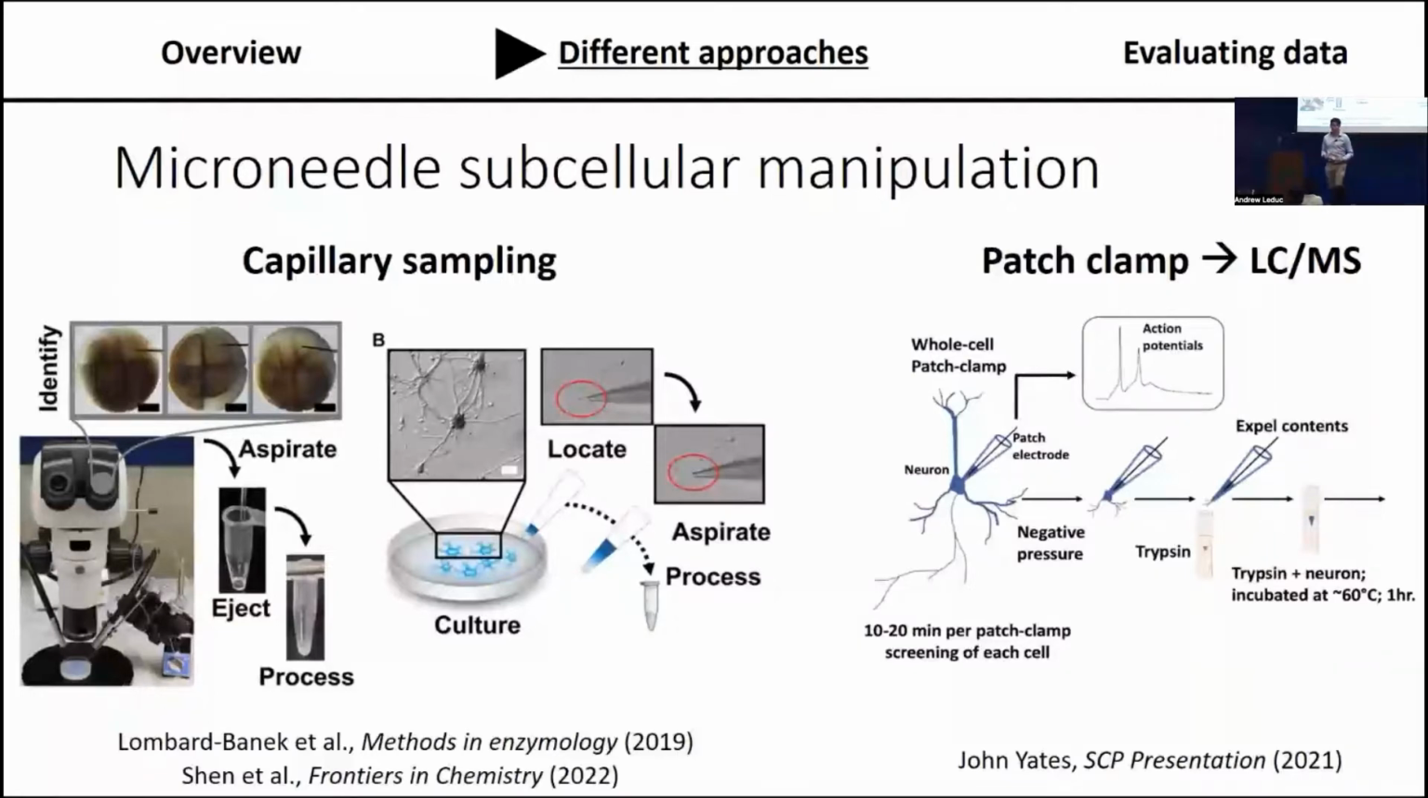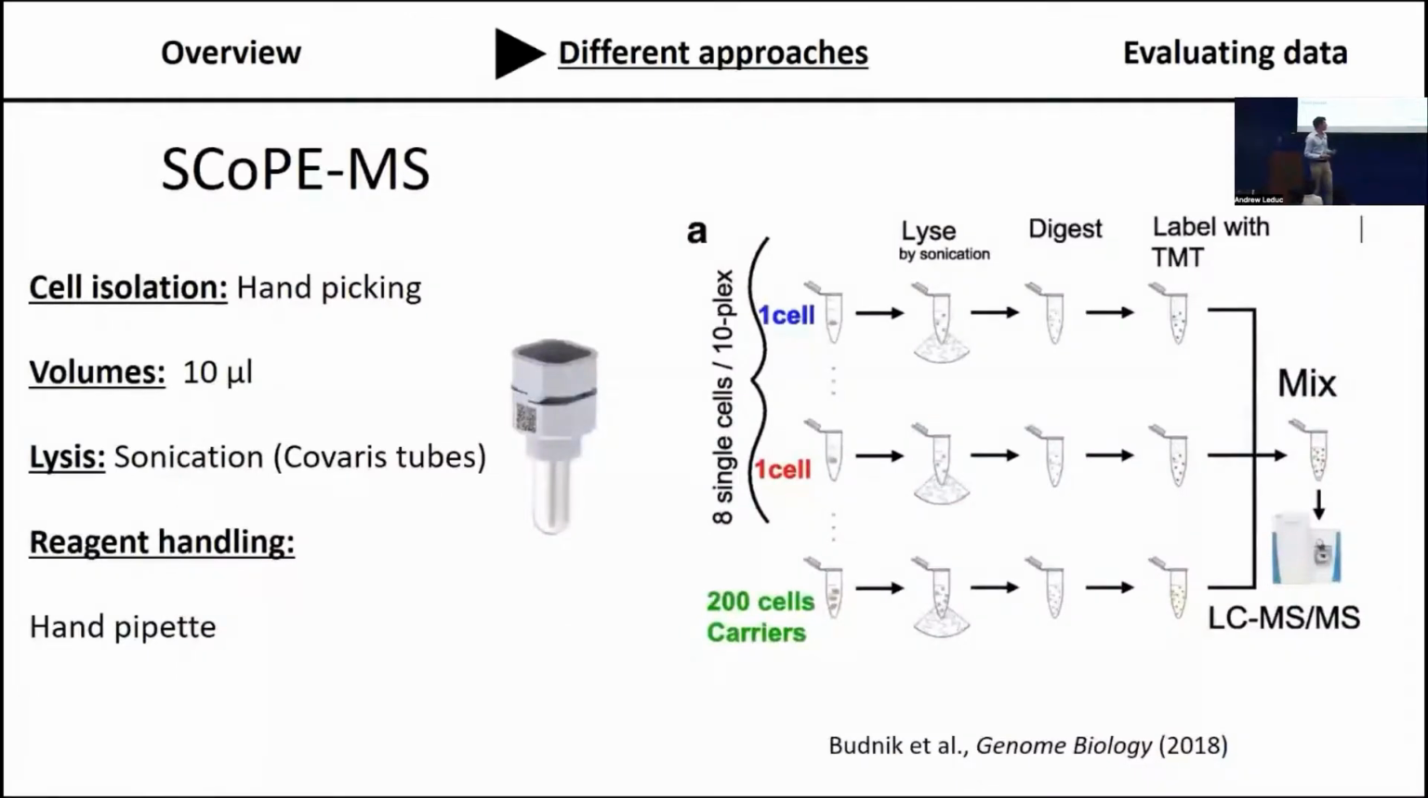And also, there's early work from our lab, SCoPE-MS, which for us was really nice as a kind of proof of principle for single cell proteomic sample preparation. And here in the early days, cells were either handpicked or sorted by FACS into individual tubes in volumes of about 10 microliters. And then these tubes were put into Covaris tubes that could sonicate them to provide a lysis method that was not adding any reagents. Again, that would be poisonous to the mass spec.